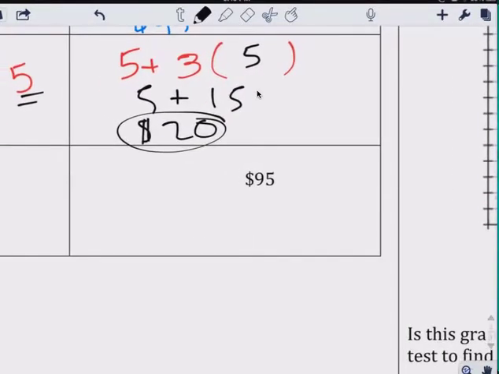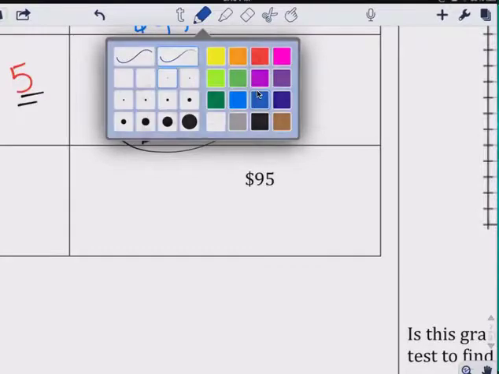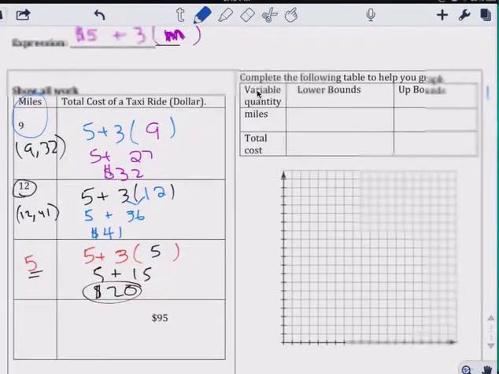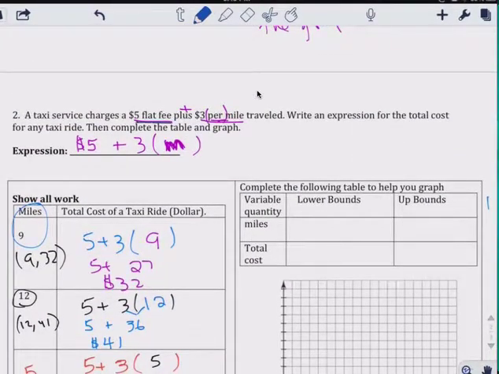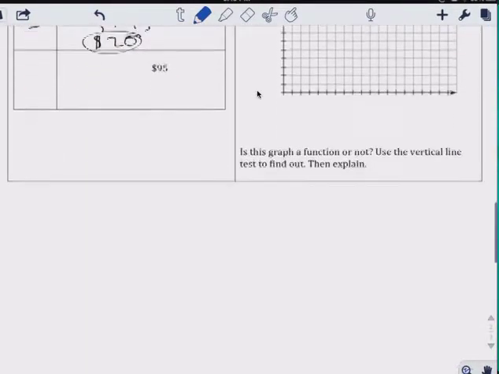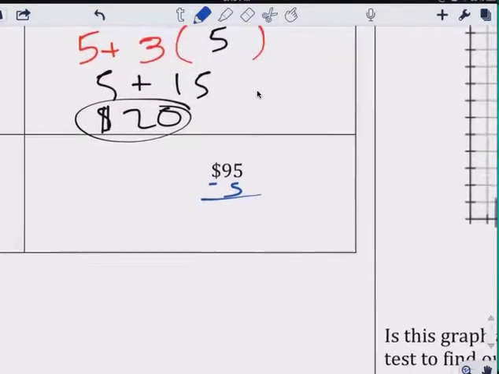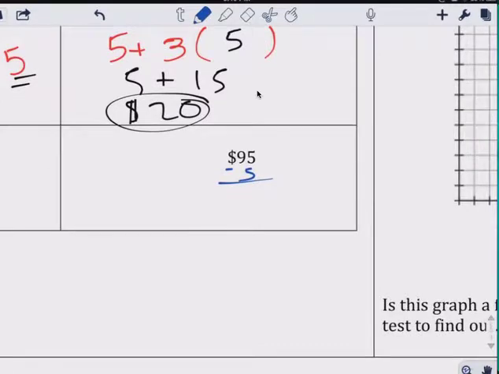Now, here they're saying you paid the taxi $95. The taxi driver wanted $95. How many miles would they have gone? First, minus the flat fee. That's the fee that just lets the taxi driver let you in the car.